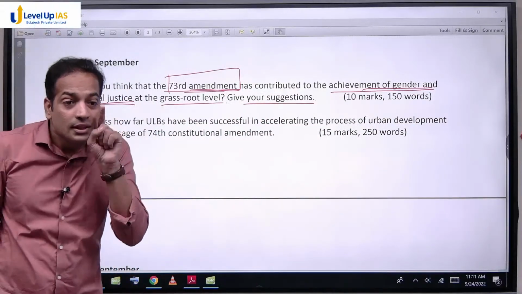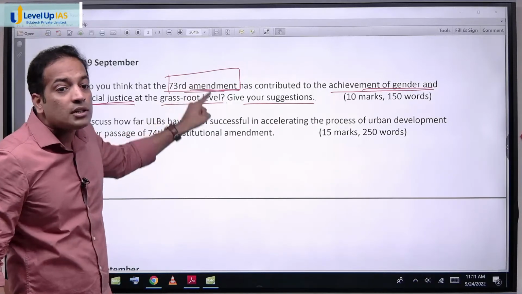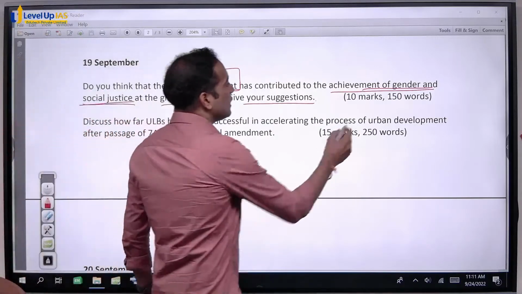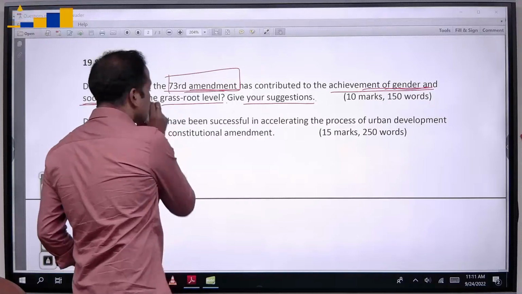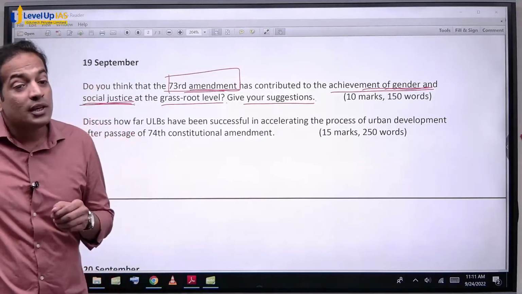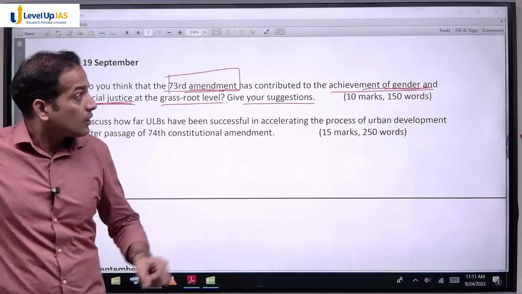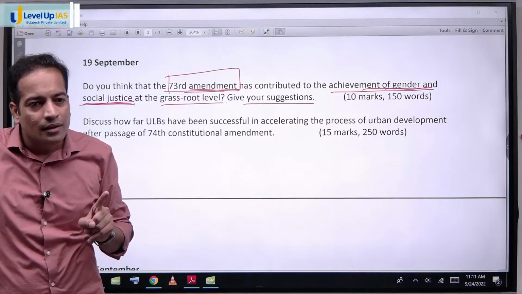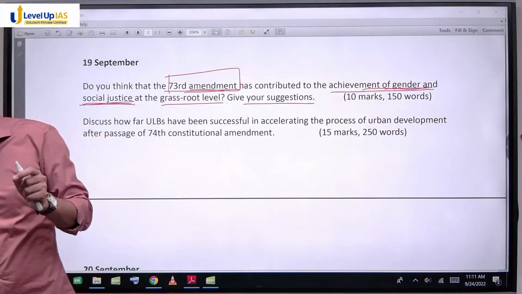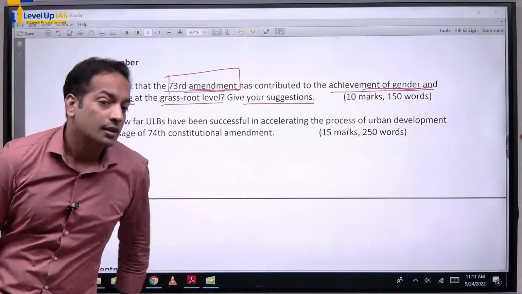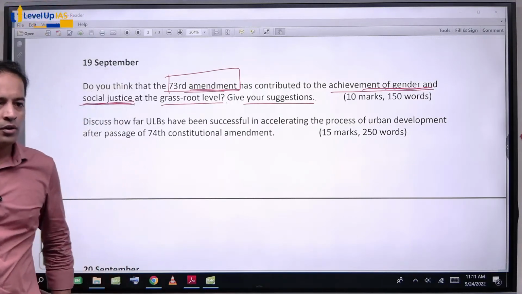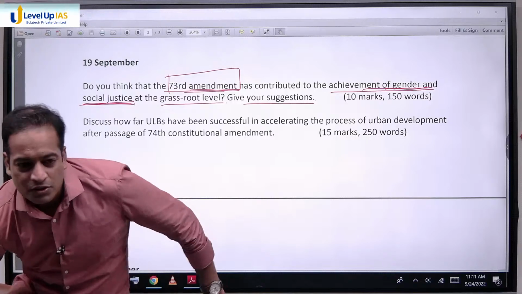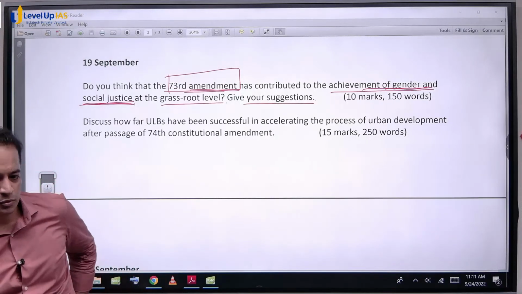So the question is about the 73rd Amendment, but its demand is very specific, very limited. And that demand is regarding gender and social justice. So no doubt here you will be writing about the reservation, but link that with social justice. Why? Because now look at the question. What is the 73rd Amendment? Constitutional status to Panchayati Raj institutions, right?